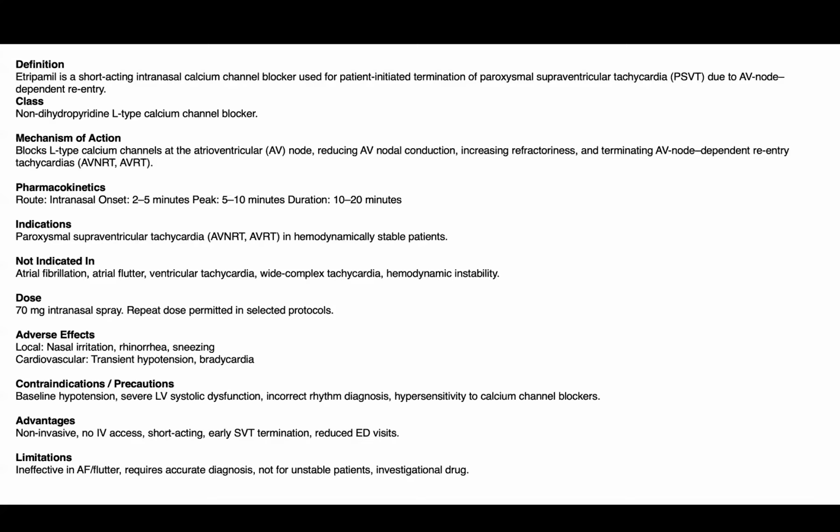Indication is for PSVT in hemodynamically stable patients. It is not indicated in atrial fibrillation, atrial flutter, VT, wide complex tachycardia, or in hemodynamic instability situations. So please keep that in mind. The dose is 70 milligrams intranasal spray, repeated dose permitted in selected protocols. The adverse effects are nasal irritation, rhinorrhea and sneezing, and cardiovascular effects: transient hypotension and bradycardia.